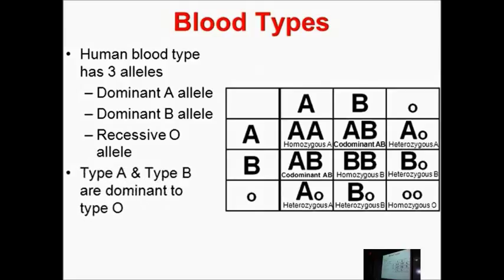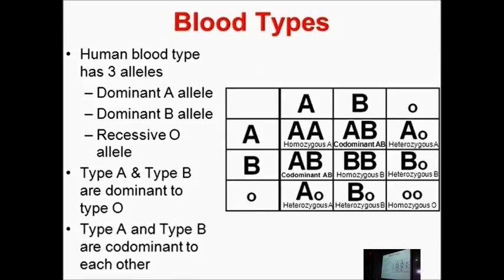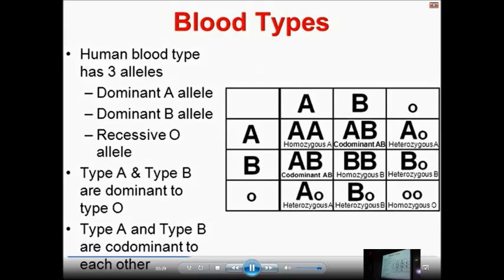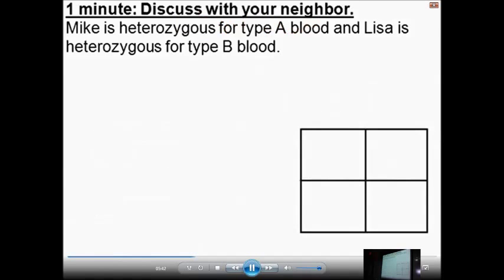So what we learned from looking at blood types is that blood type A and B are dominant to blood type O. Blood type O is recessive. So therefore, the only way to have blood type AB is if you inherit a dominant A and a dominant B. They are codominant. They are equally dominant. If you inherit 1 A and 1 B, A does not cover up B, and B does not cover up A. They are equally dominant to one another.